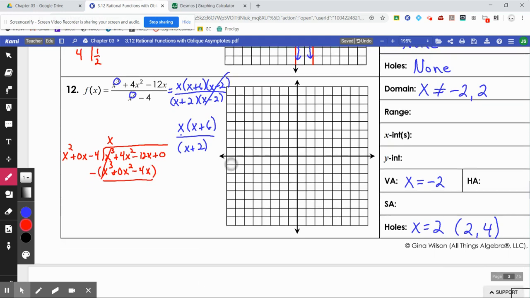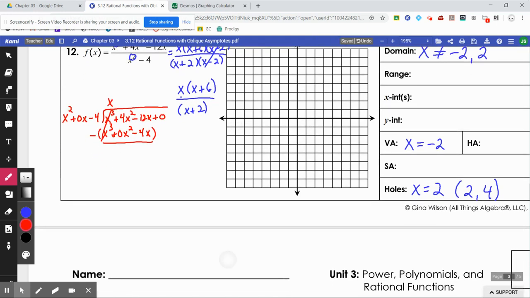X to the thirds cancel, leaves me with 4x squared minus 0x squared, which is 4x squared. -12 minus -4 will be -12 plus 4, which would be -8x. Bring down your 0. X squared into 4x squared goes 4 times. Distribute gives you 4x squared plus 0x minus 16. Subtract. Cancels. -8 minus 0 will be -8x. 0 minus -16 will be plus 16.